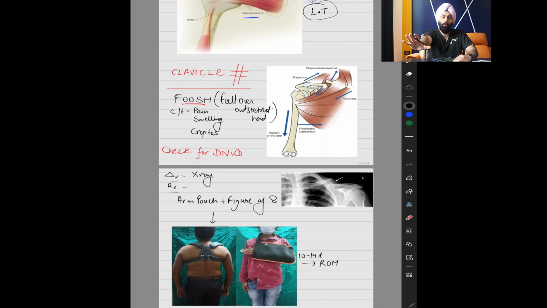Okay. So the fall over outstretched hand causes the force to get concentrated over the clavicle and ultimately we get a clavicle fracture. Like any fracture we have pain, swelling and crepitus. So what is crepitus? If you hold the bone where the fracture is and move it, you get a coarse gritty sensation, that is called crepitus. Also, with any fracture, we must look for distal neurovascular deficit, since major blood vessels, the subclavian vessels, as well as the brachial plexus are present near the clavicle. Okay.